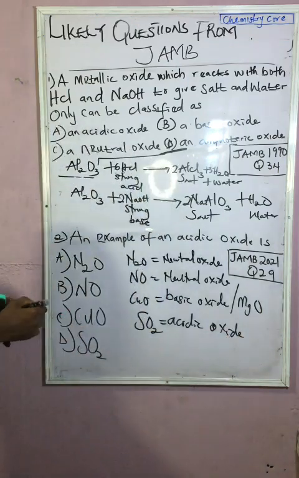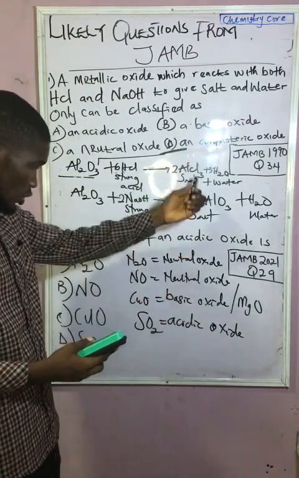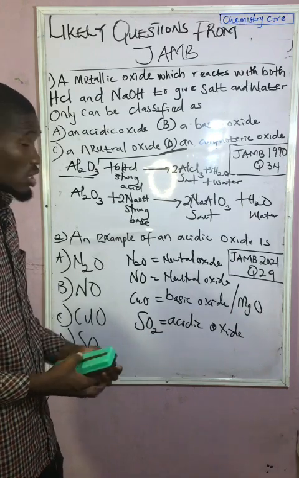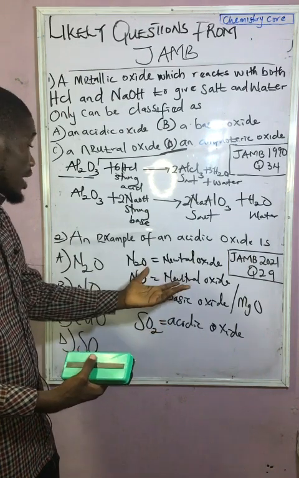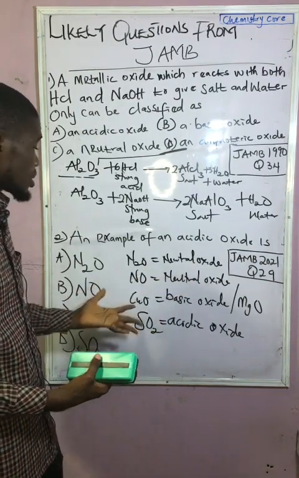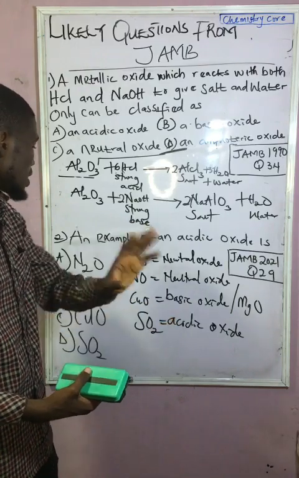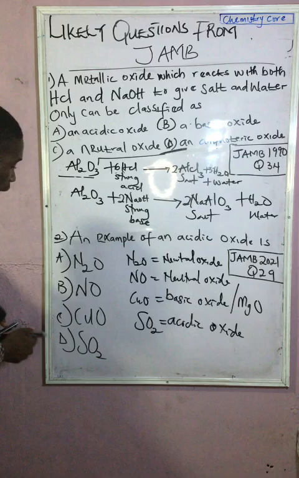So guys, you can see now. To those students out there, please take note of all I've listed here on the board, because you might come across a question that asks you to identify the neutral oxide, the basic oxide, as well as the acidic oxide. But here they said an example of an acidic oxide is what, class? So our answer is what? This.